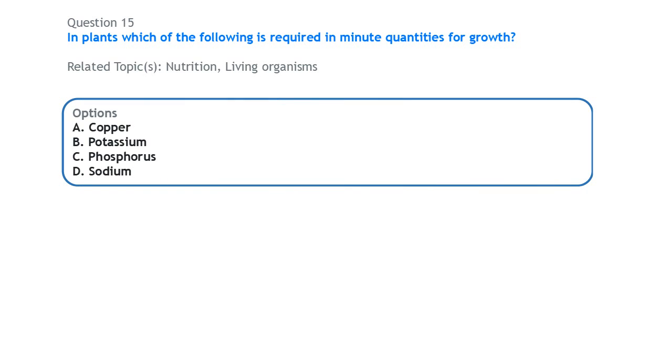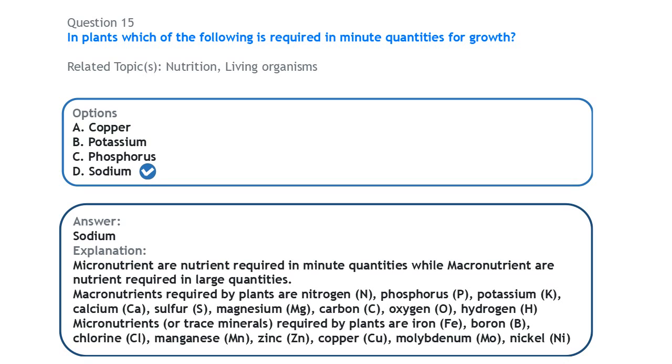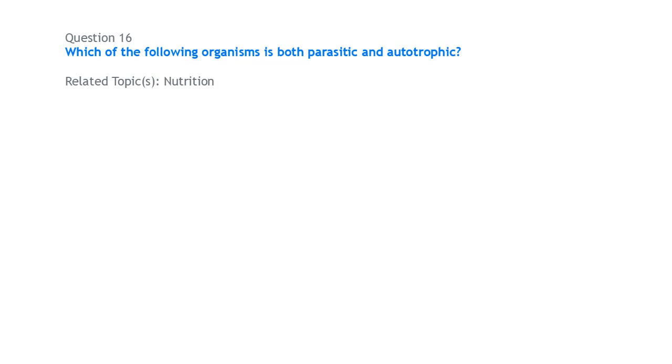Next, on nutrition. In plants, which of the following is required in minute quantities for growth? Nutrients, based on the relative amounts required for growth in an organism, are classified as macronutrients and micronutrients. The macronutrients are those required in large quantities, while the micronutrients are those required in minute or small quantity. In plants, an example of a micronutrient is sodium, meaning it is required in just small quantity.